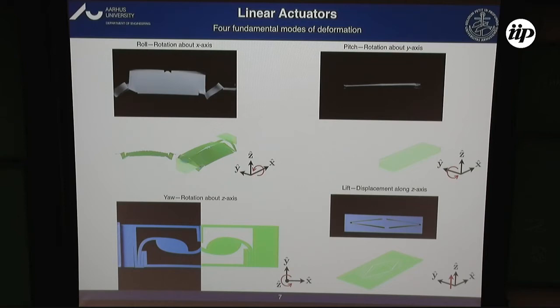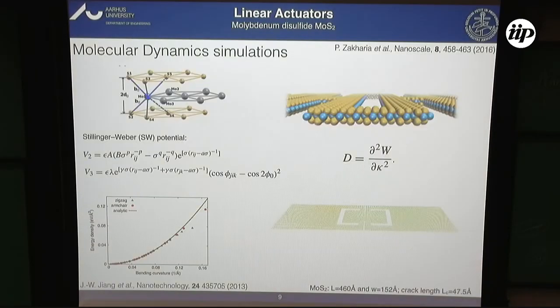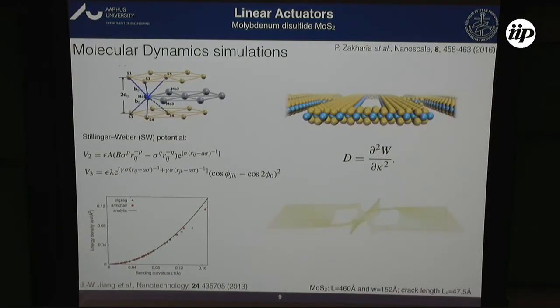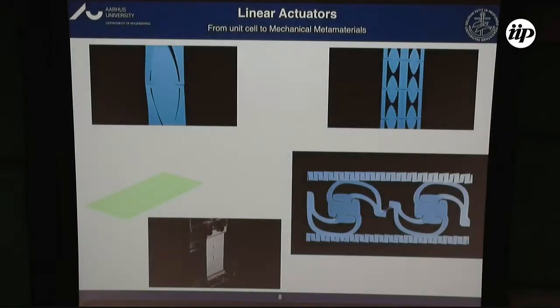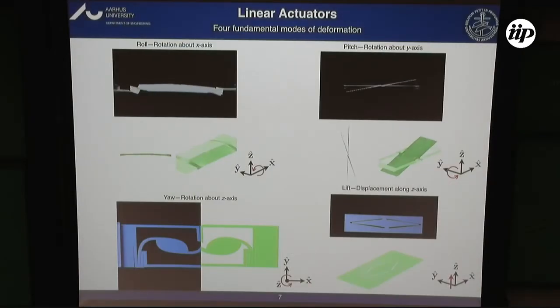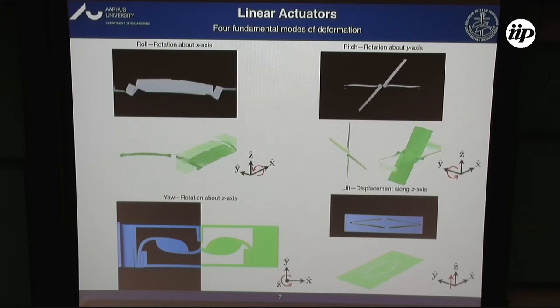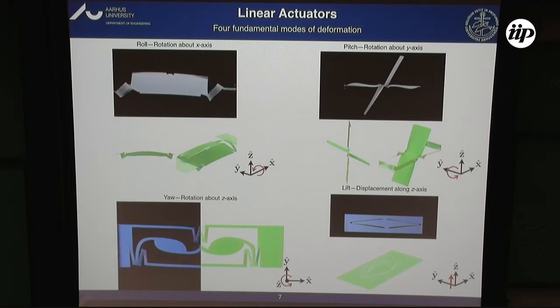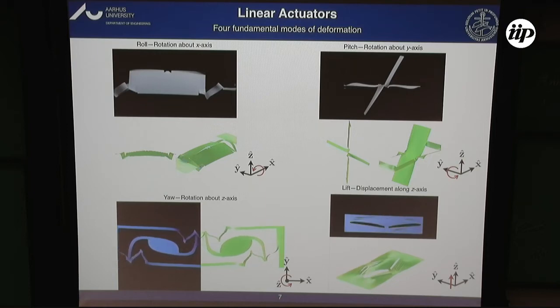And here at this little coordinate system, I'm indicating the type of motion that you see. In this case, rotation about the x-axis, right? And then we have pitch, which is rotation about the y-axis, yaw, and lift. So what you do is pull along the x-axis, all of them.